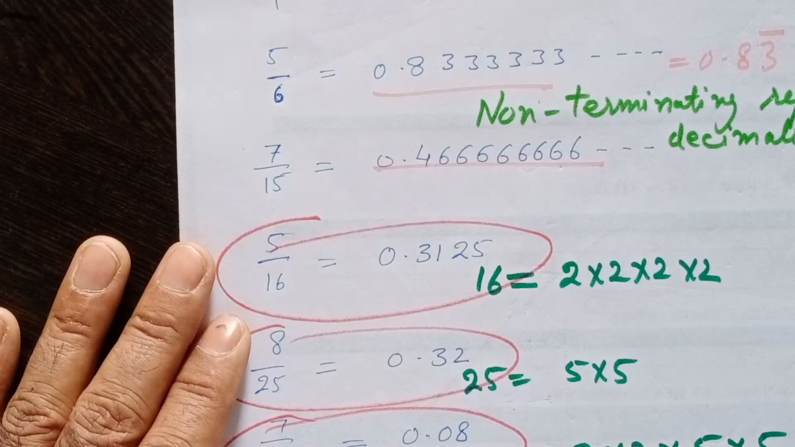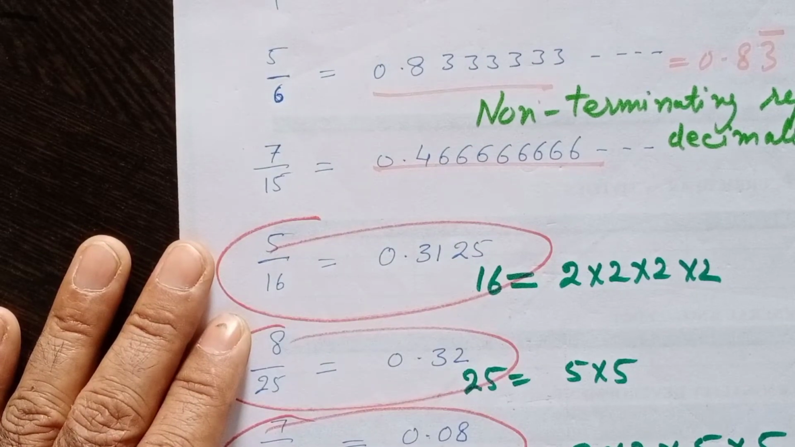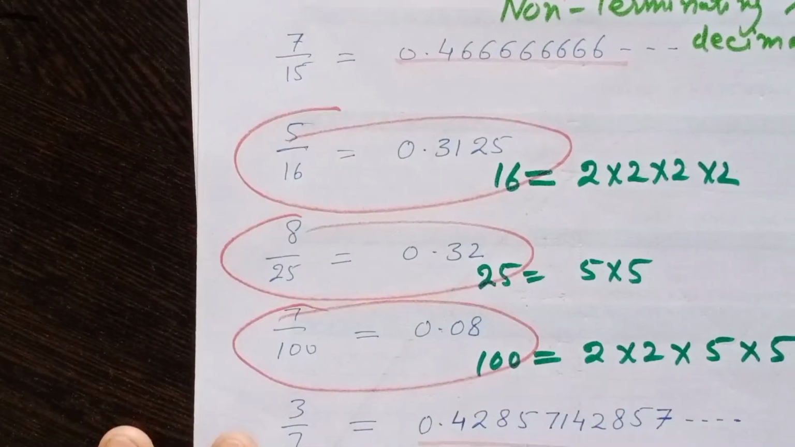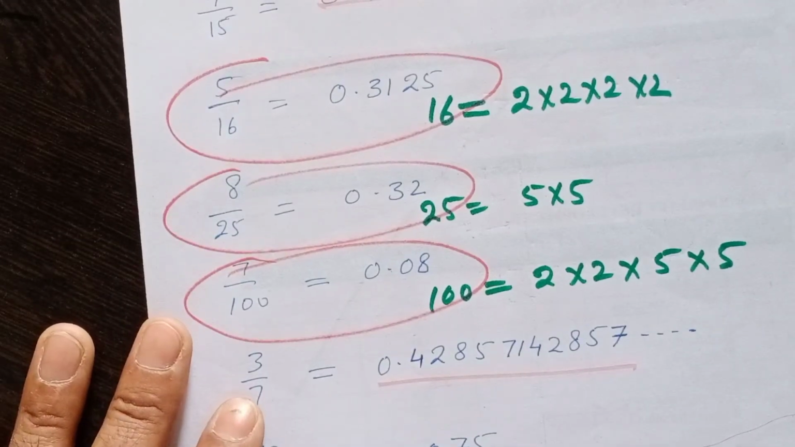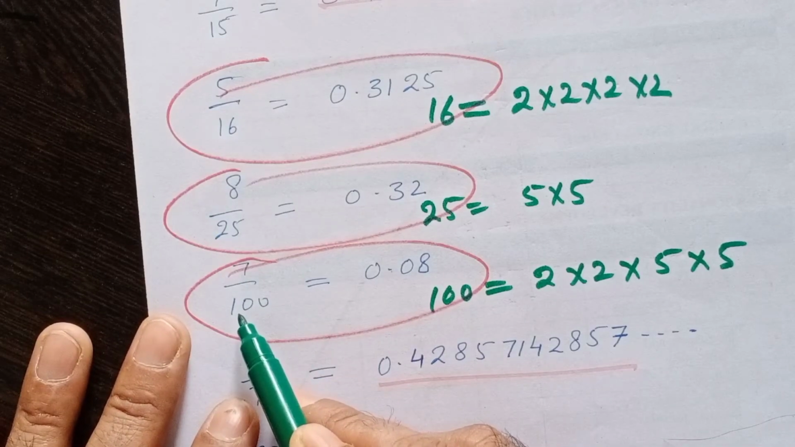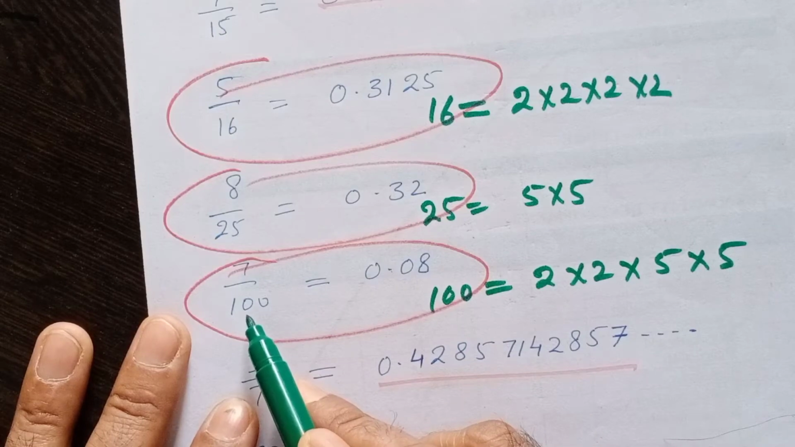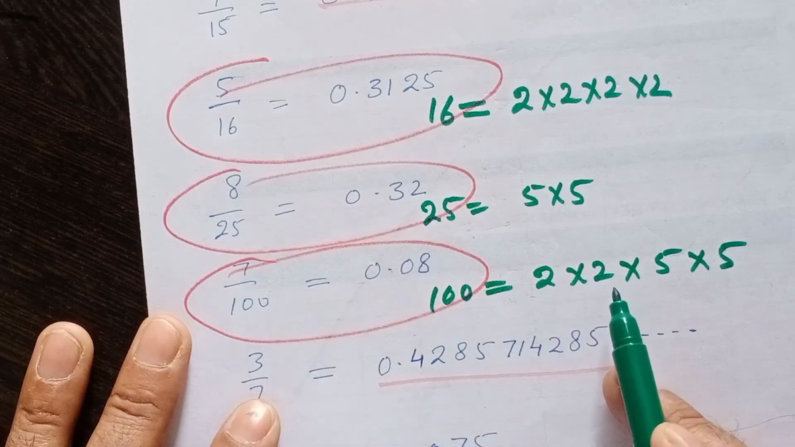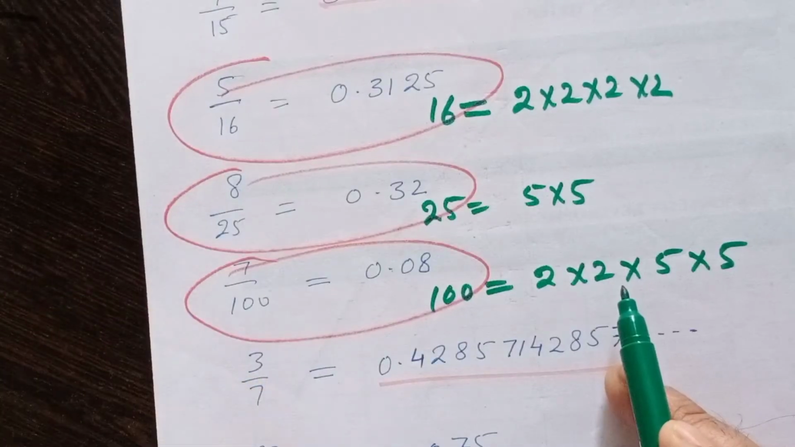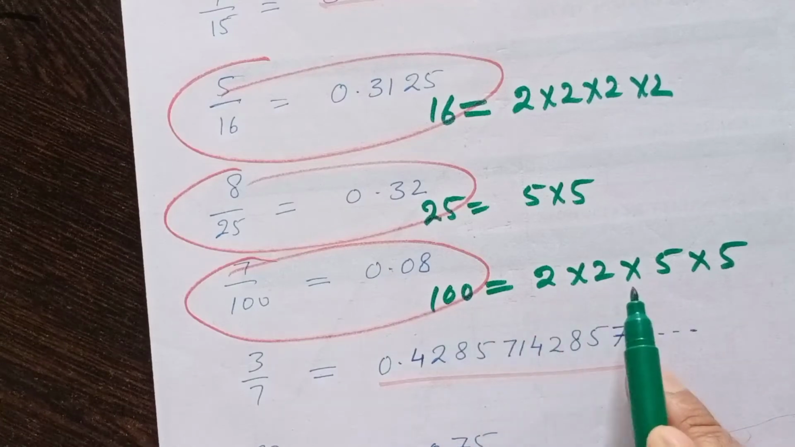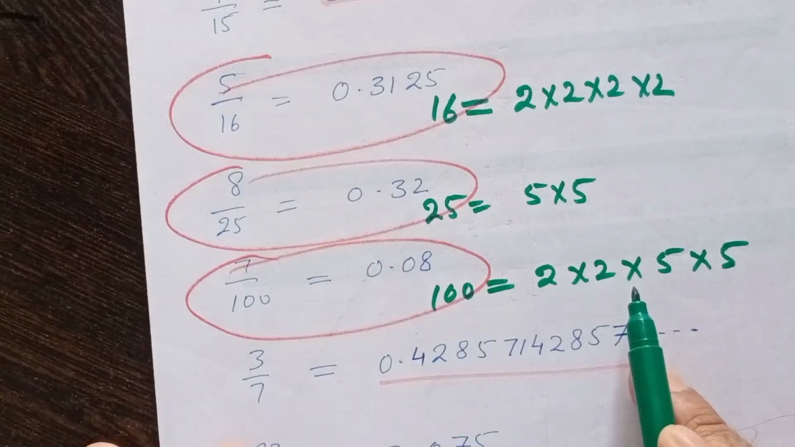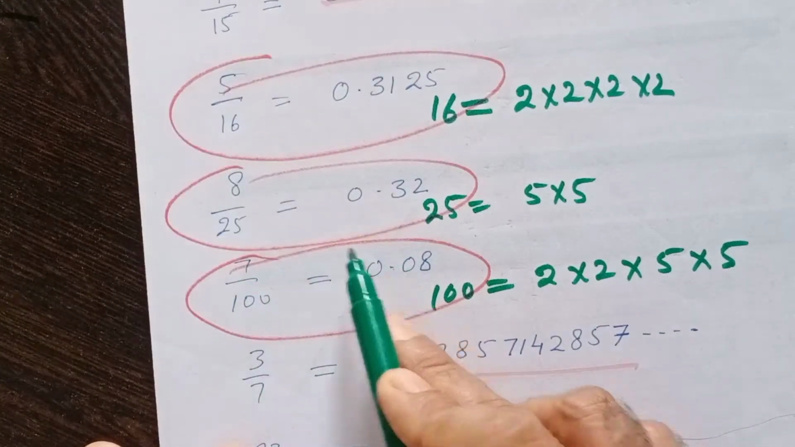So if in the denominator there are 2 and 5 only as the factors, the decimal conversion will be the terminating decimal. I hope you understood. If in the prime factorization of the denominator, the factors are in the form of 2 and 5 only, nothing else is there in the factors of the denominator, no 3 is there, no 7 is there, in that case, the decimal conversion will be a terminating decimal.